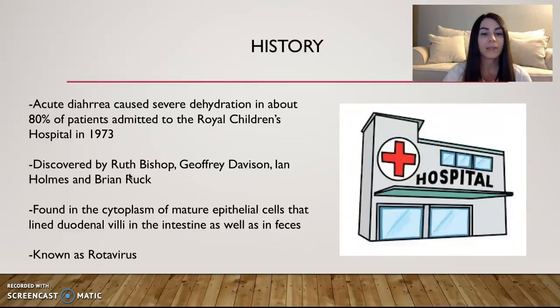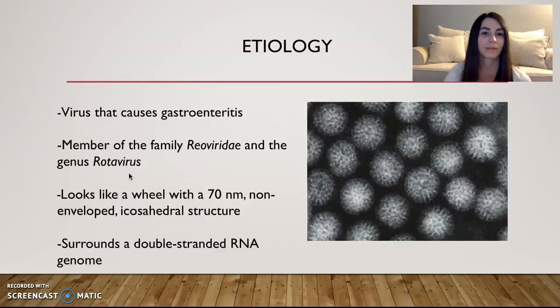This virus was found in the cytoplasm of mature epithelial cells that line duodenal villi in the intestine as well as in the feces. This virus is called rotavirus. Rotavirus is a virus that causes gastroenteritis. This is an inflammation of the stomach and the intestines.